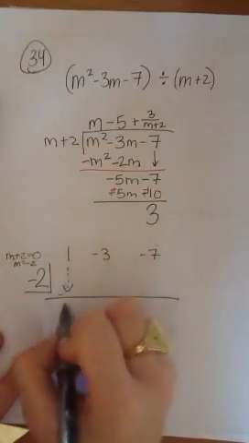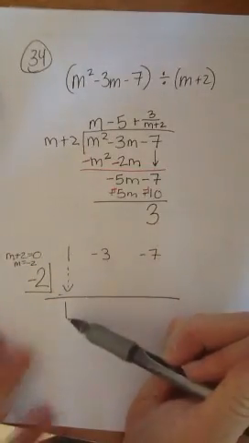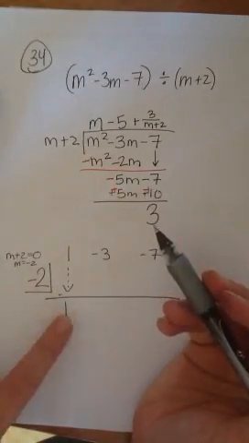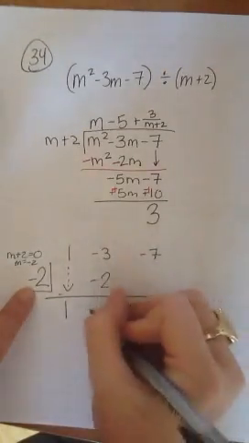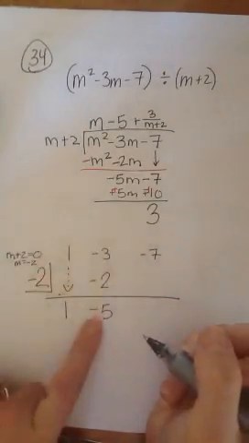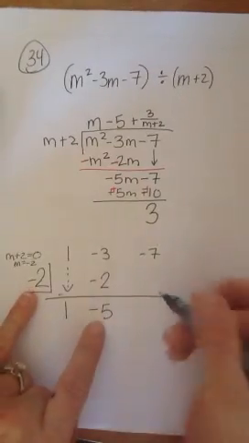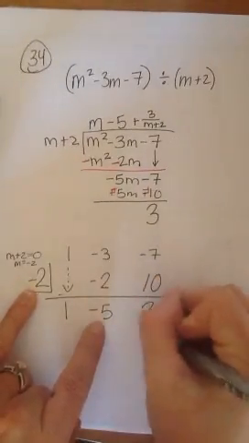First term always just drops down. You're adding it to nothing, so it's a 1. Then you multiply. 1 times negative 2, negative 2. That's a negative 5. Negative 2 times negative 5 is a positive 10. 3 left over.